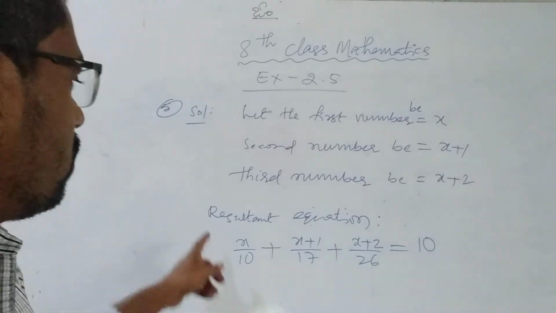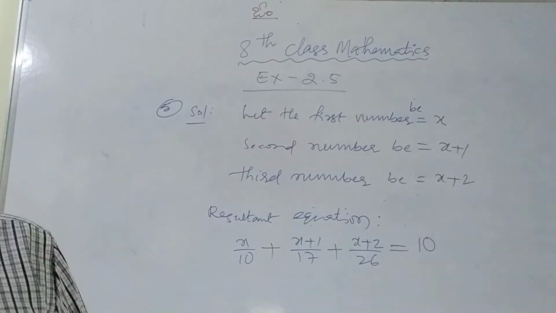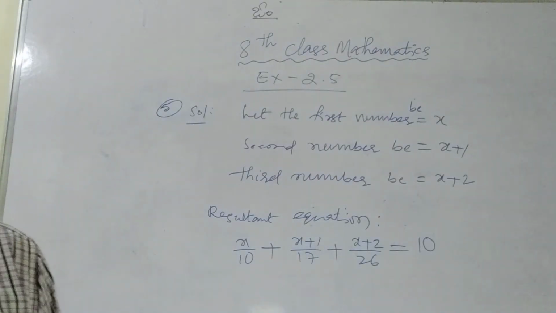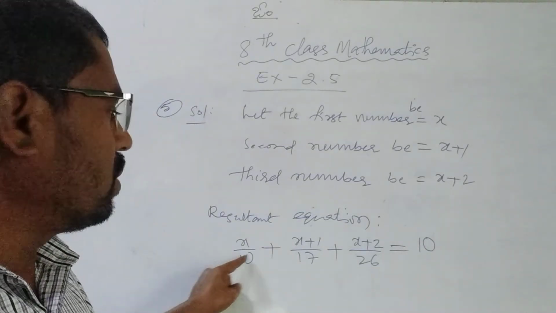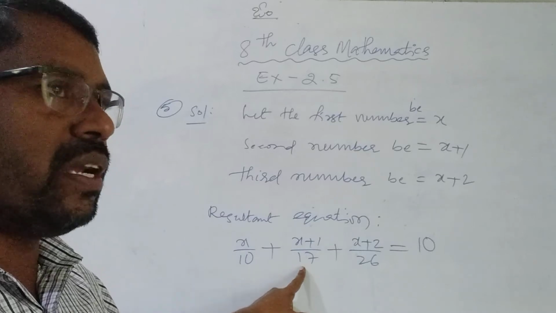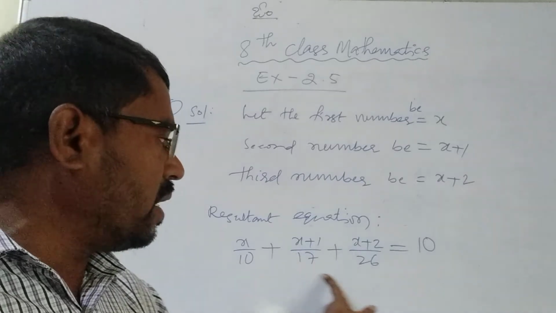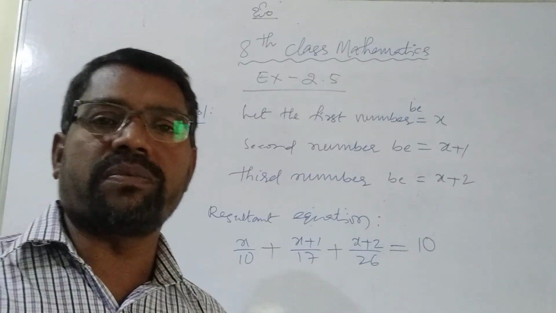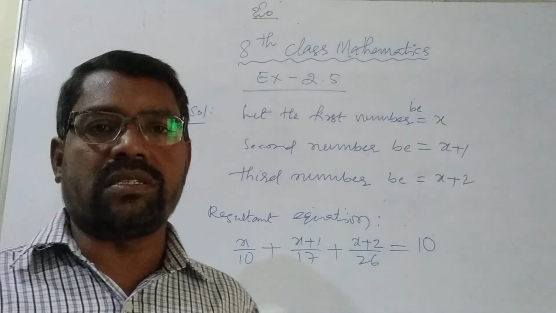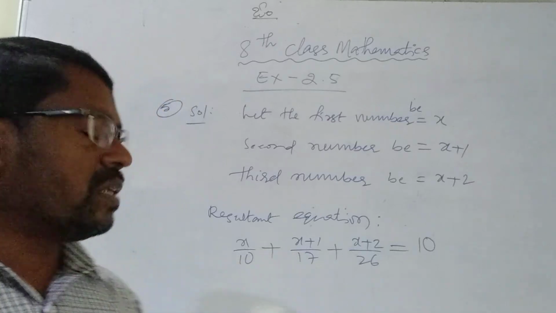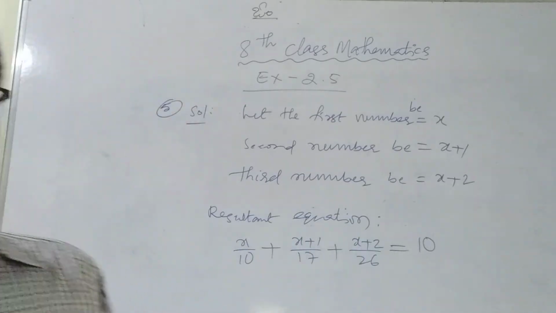Now we have to write the resultant equation. The given question says the sum of their coefficients will be 10. The coefficient means x divided by 10, something we get. x plus 1 by 17, something we get. x plus 2 by 26, something we get. The total resultant coefficient should be equal to 10. When we divide x by 10, we get something we don't know, and that is what we are going to find out. The sum of all the coefficients should be 10. So like this we have to write the steps.